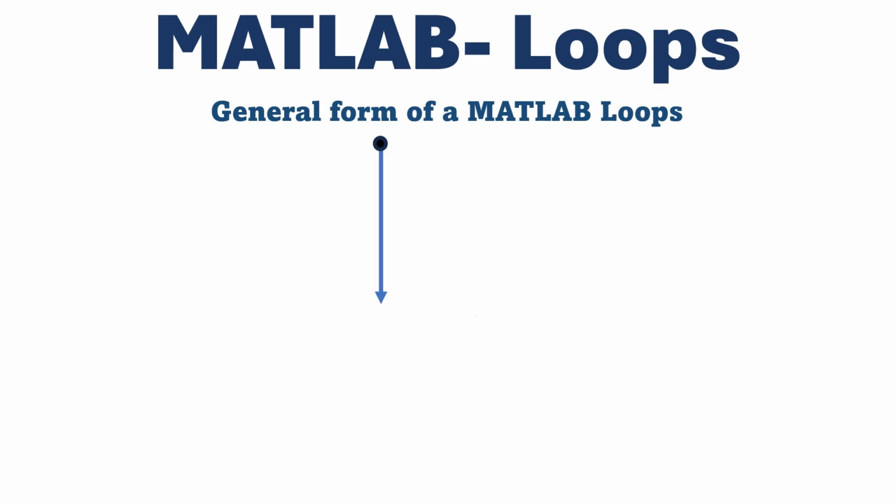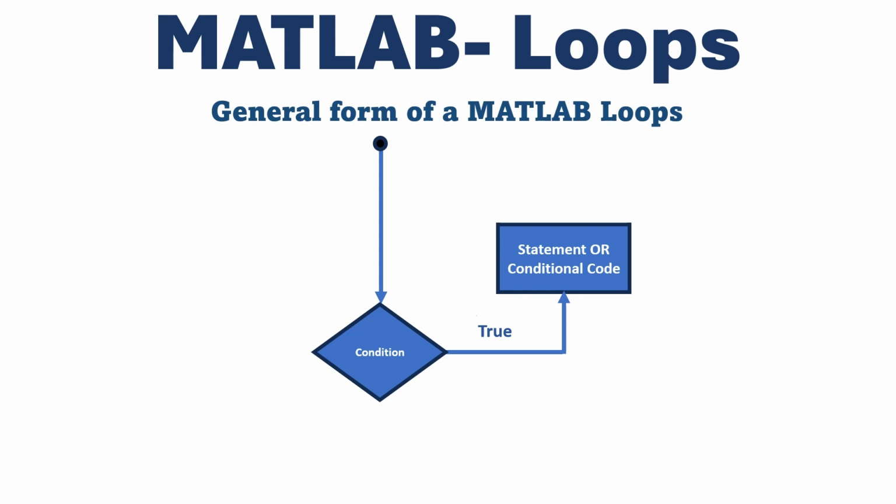Let's assume the program is executing sequentially and it reaches a specific condition. Once the condition is true, it starts executing the statements or the conditional code written just next to that condition. If the control again comes back to check the condition, and the condition is true again, then the loop continuously runs. But as soon as the condition becomes false, the loop exits. And this is how the MATLAB loop works.